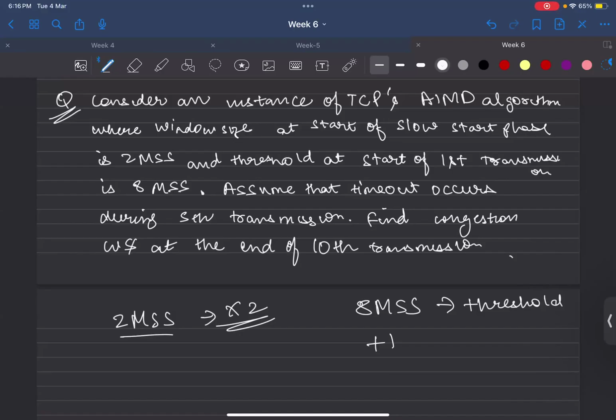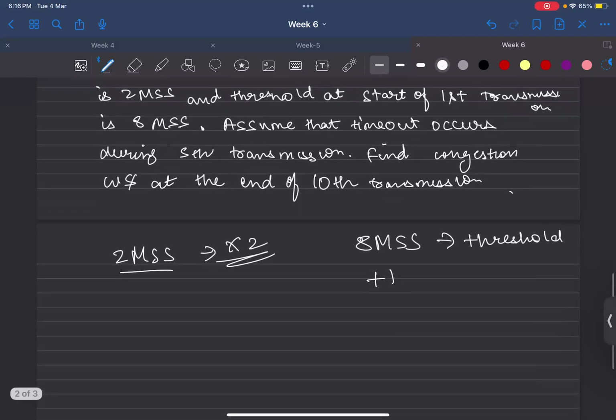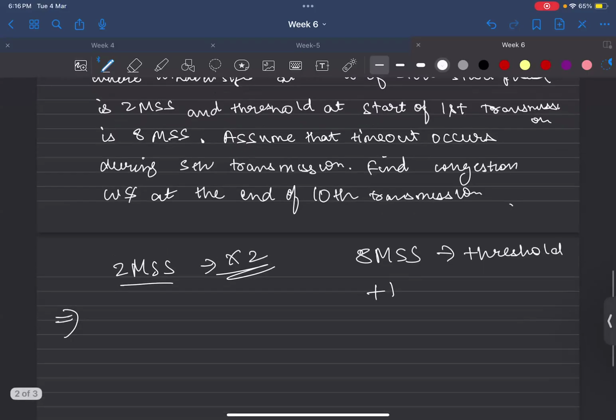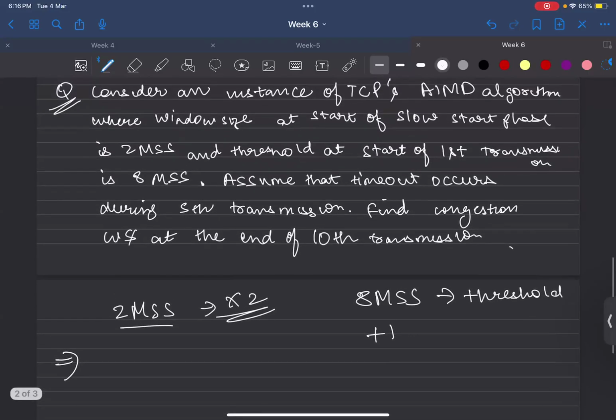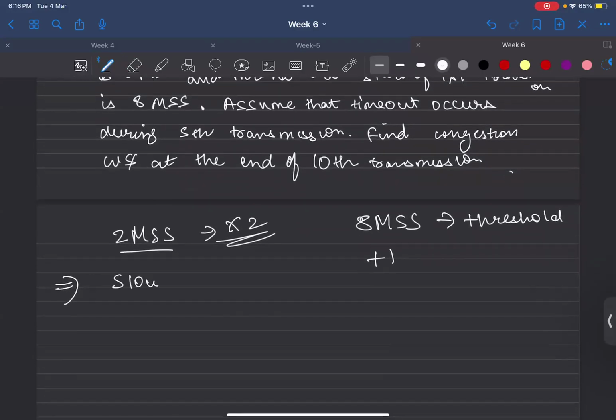Now I want you guys to guide me, so that we make the session interactive. How do we start? First of all, in AIMD, we are in the slow start phase. What does slow start phase mean? Though we are multiplying by 2, why are we saying slow start phase then? Yes, you have solved it.